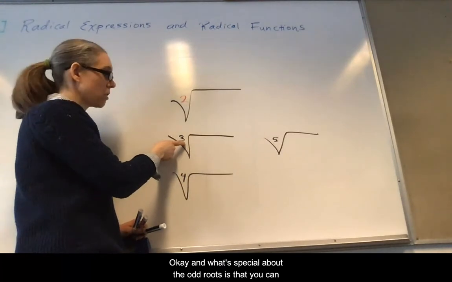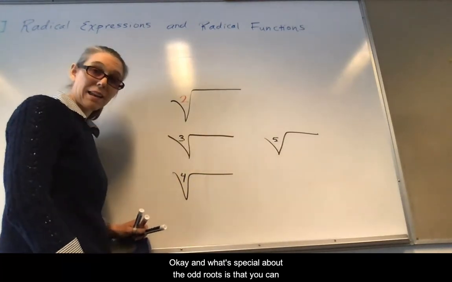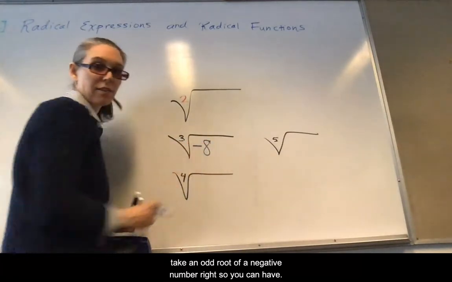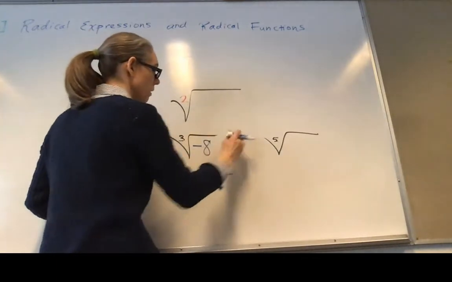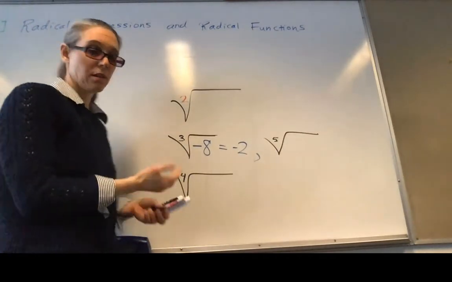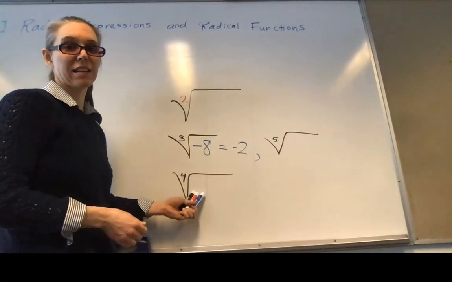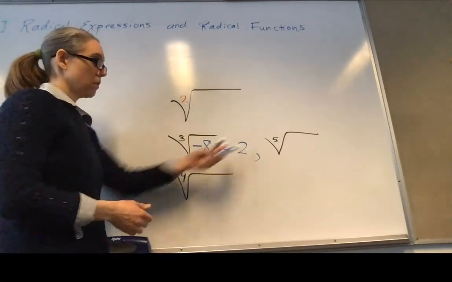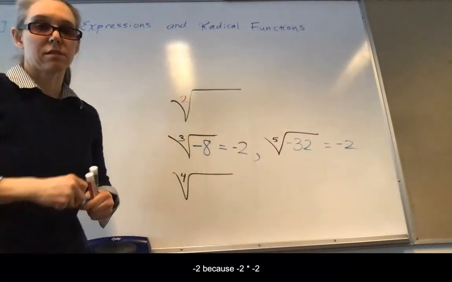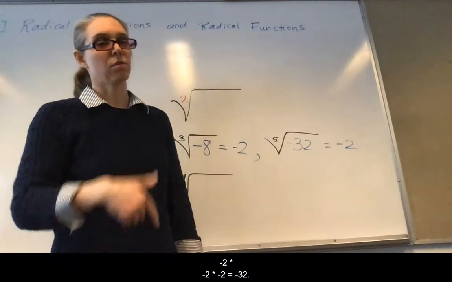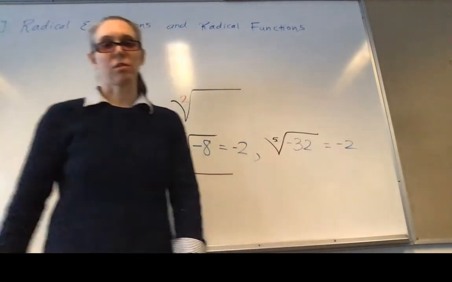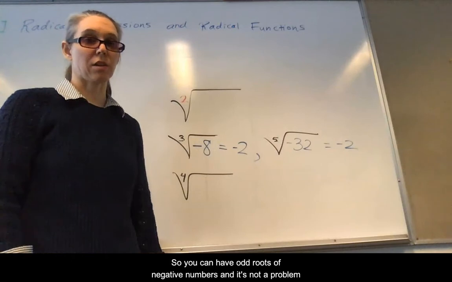Okay, and what's special about the odd roots is that you can have the odd root of a negative number, right? So you can have the cube root of -8 because -2 times negative 2 times negative 2 is negative 8. You can't have a negative number inside of an even root. So the fifth root of negative 32 is negative 2, because negative 2 times negative 2 times negative 2 times negative 2 times negative 2, that was negative 2 5 times, is negative 32. So you can have odd roots of negative numbers, and it's not a problem.